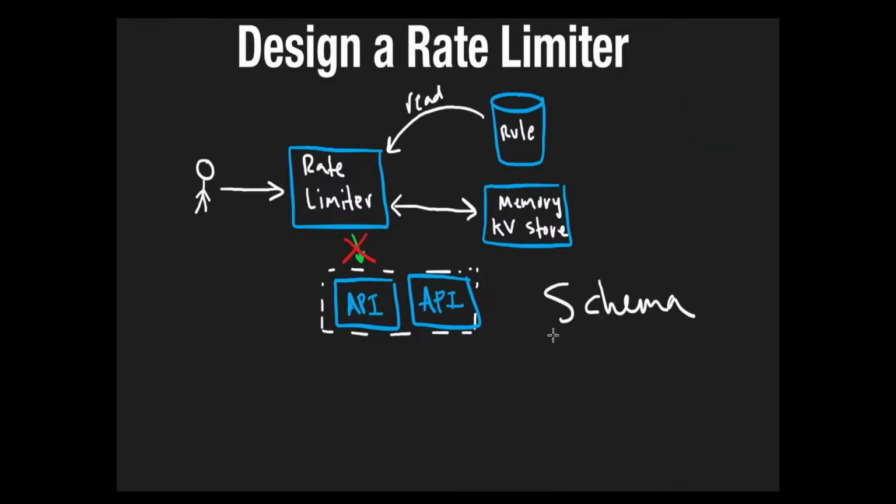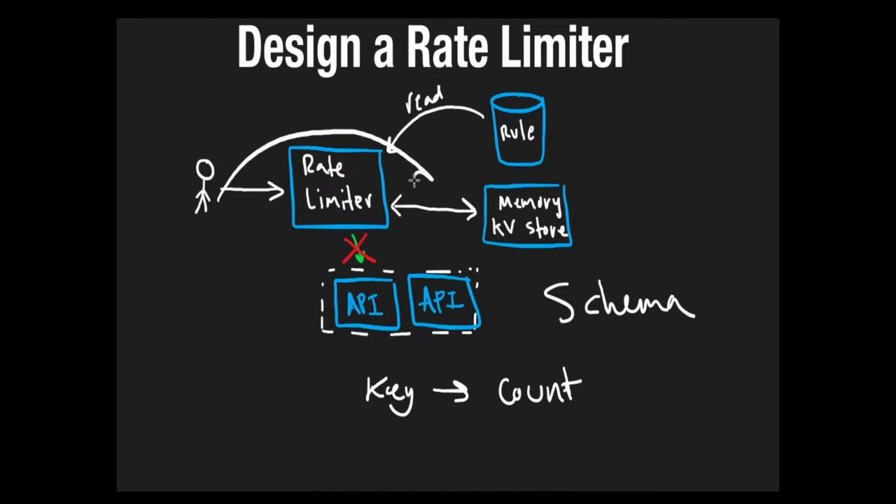Now let's talk a bit about the actual data schemas we would use for the in-memory store. It's pretty simple. We would have some type of key, possibly the user ID or IP address, and we'd map it using maybe the fixed window algorithm. We would map it to some count. That's very straightforward. And then the rate limiter would enforce that count using whatever rule that we have defined.